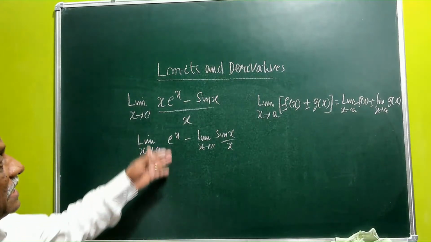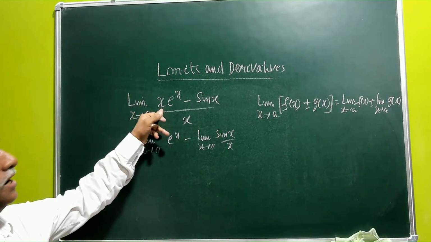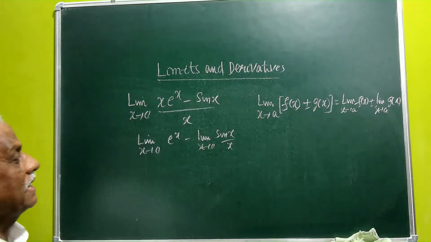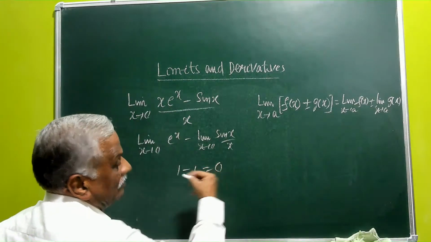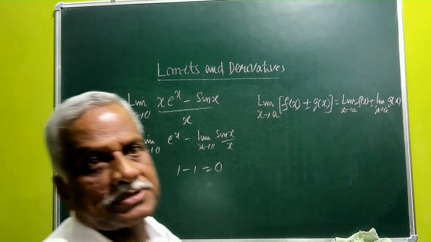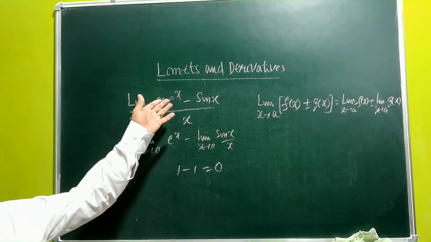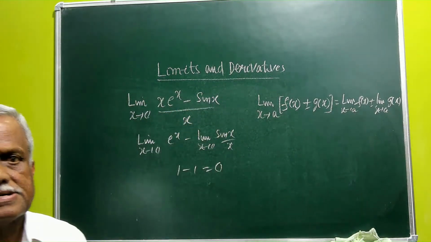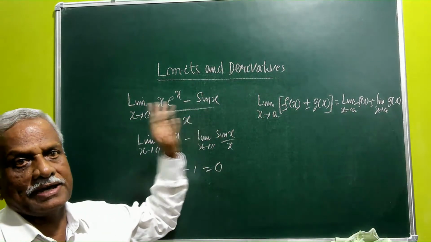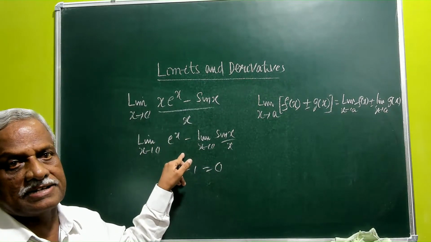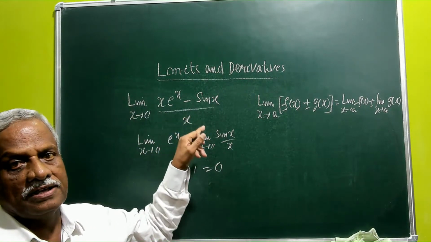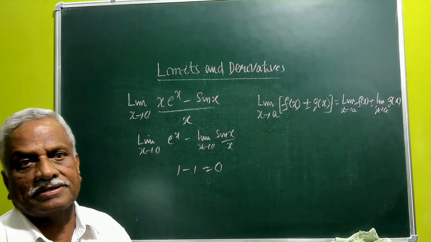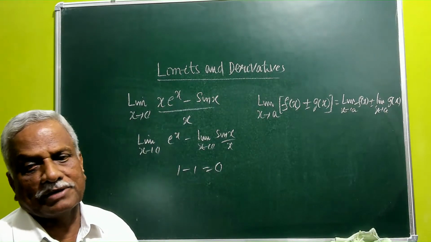In fact, there is no need of writing it out, we can do it orally. At x equal to 0, e to the power of 0 is 1 and sin x by x is 1, therefore answer is 0. I have written the steps, but while working problems you can just see it separated: you get e to the power of x by x, that is x and x will cancel, e to the power of 0 is 1. And then sin x by x, that is also 1. 1 minus 1 is 0.